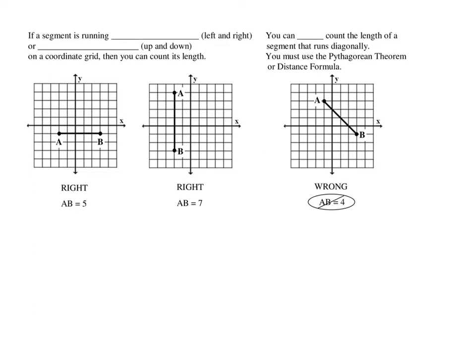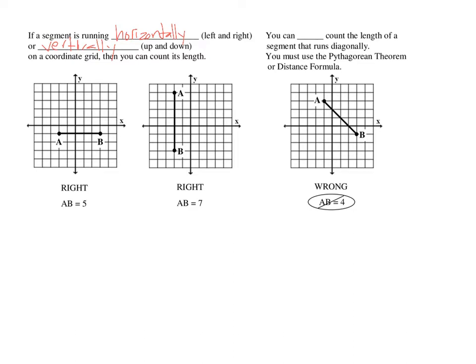If a segment is running horizontally, left and right, or vertically, up and down, on a coordinate grid, then you can count its length.